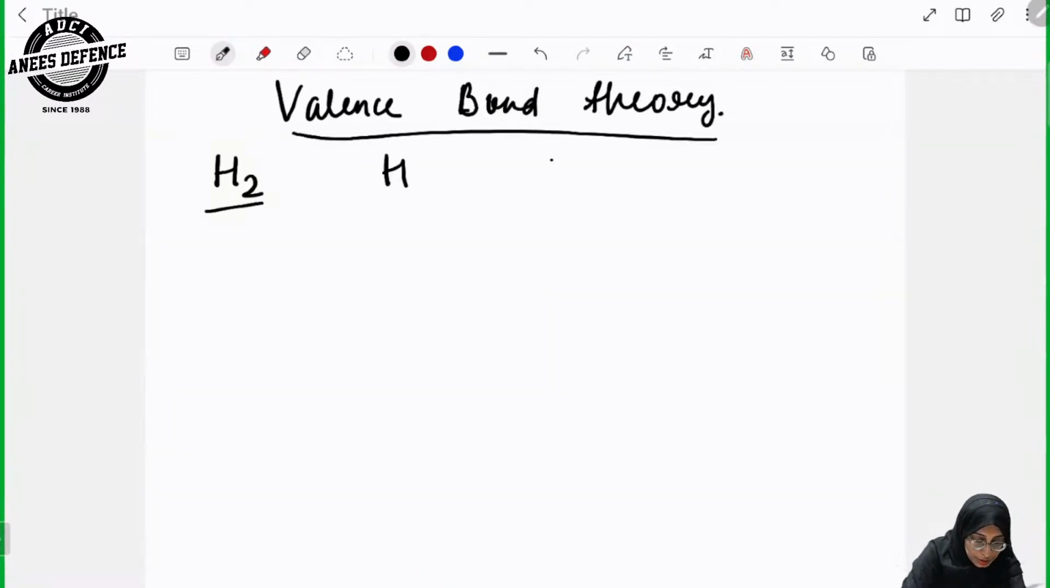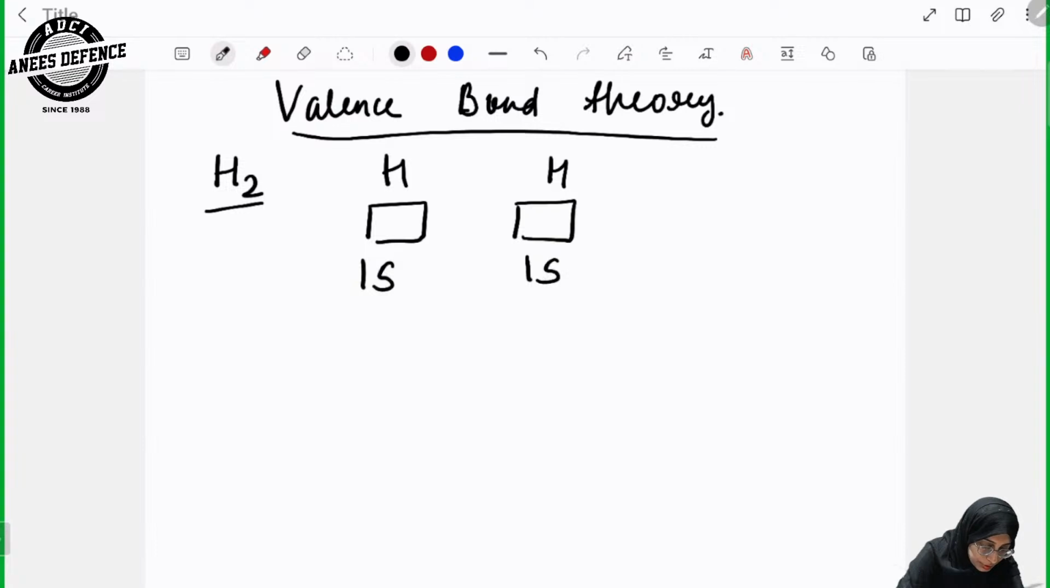There are two hydrogen atoms here. What is the electronic configuration of hydrogen? 1s1. So its orbital is like this. So the first point is there should be half-filled valence orbitals to overlap.